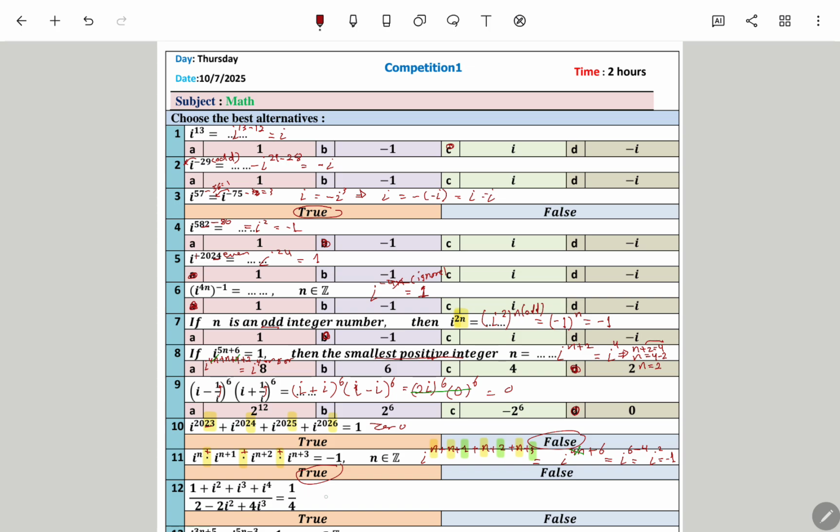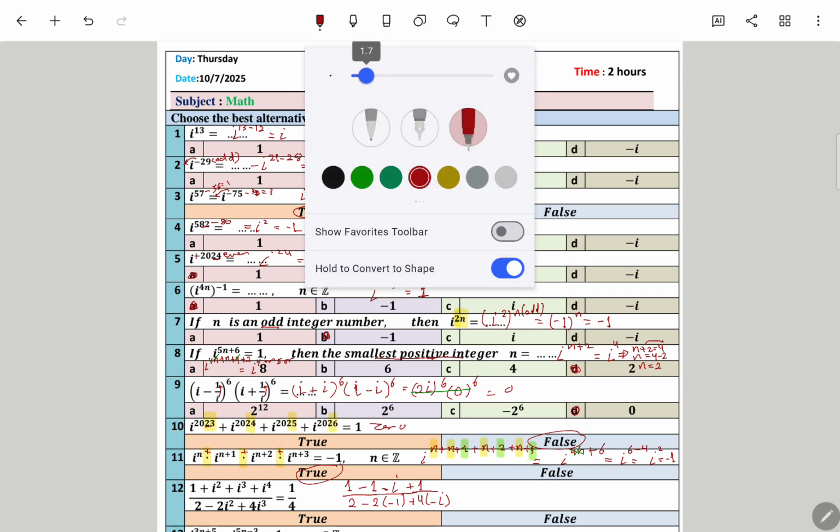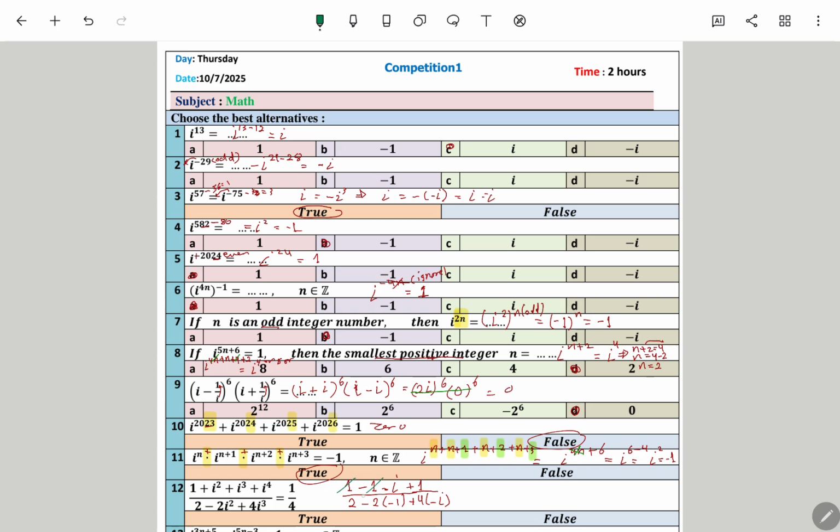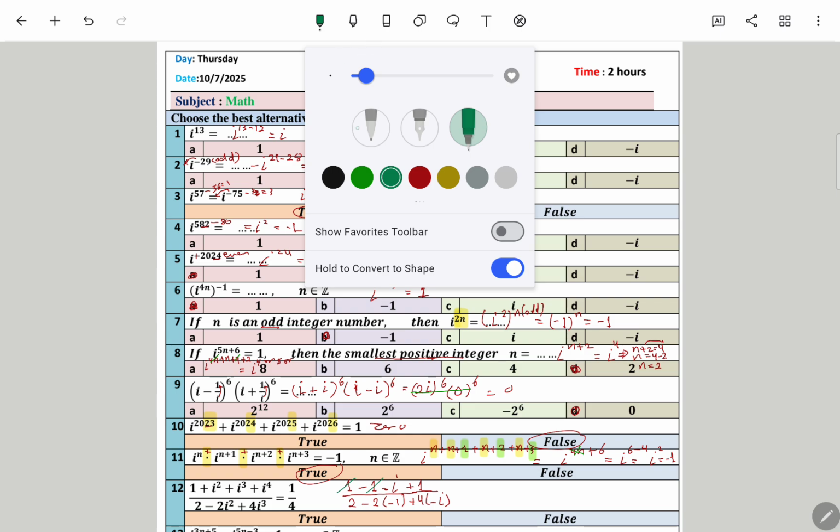Now, in question 12, you can simplify each up and down. 1 and minus 1 and minus i, then plus 1, that all divided by 2 minus 2 times negative 1 plus 4 times negative i. And you can cancel whatever are opposite signs with the same term to get exactly this 1 minus i.